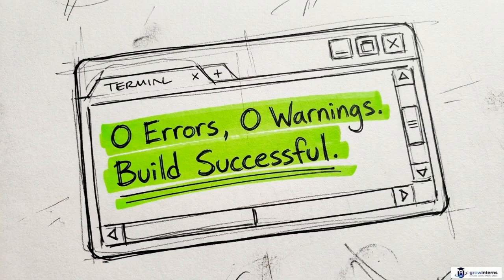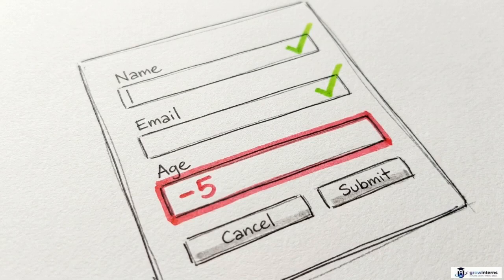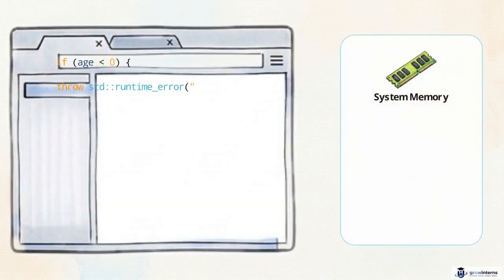Some errors aren't triggered by the system. Often, the code is perfectly legal, but the data violates business logic, like entering a negative age in a user profile. This if statement checks for bad data.